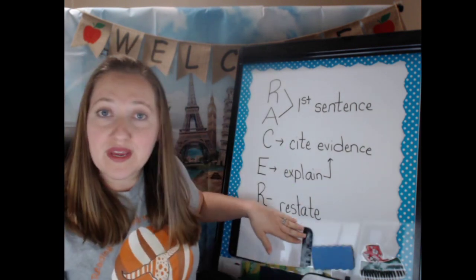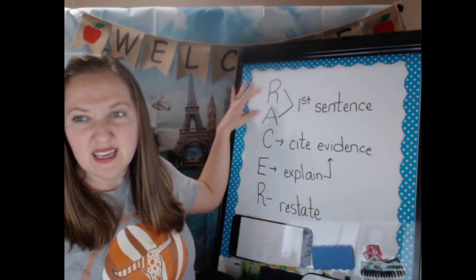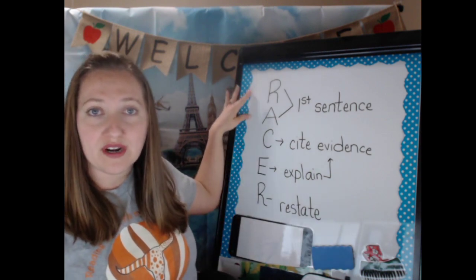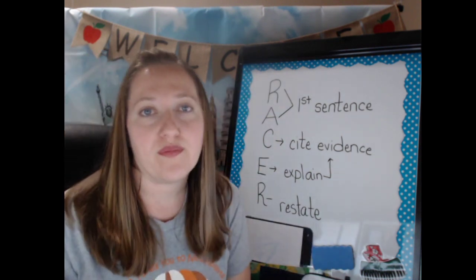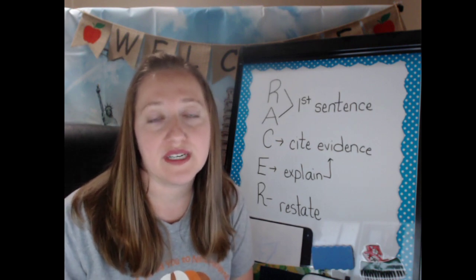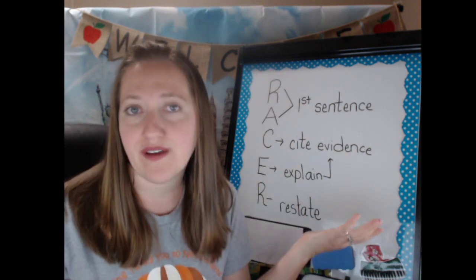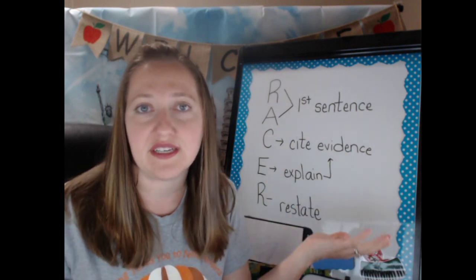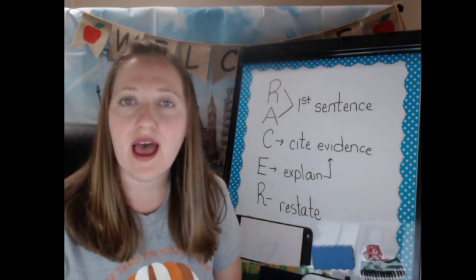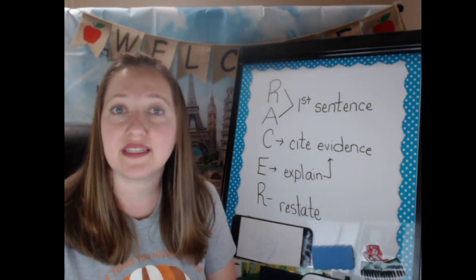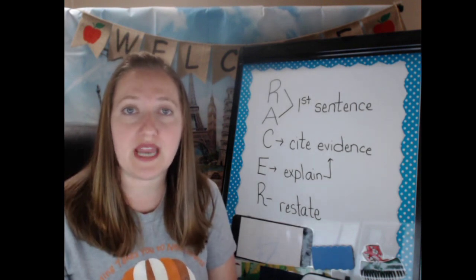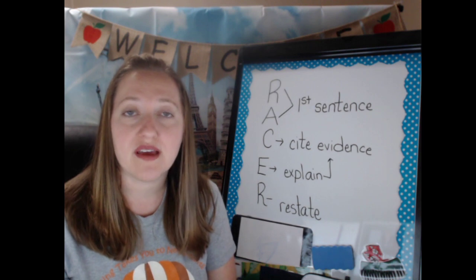Finally, we have our restate. So you take that same RA sentence that you started with. When we found gold in California, it changed people's lives. As you can see, when people found gold in California, it changed their lives. Something like that can be very, very simple, but that's kind of the setup that you're going to use today when you're doing your constructed response.